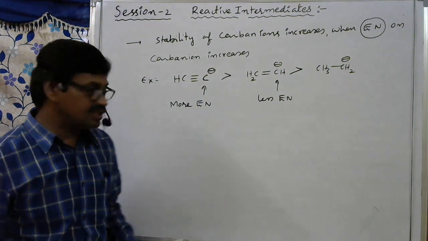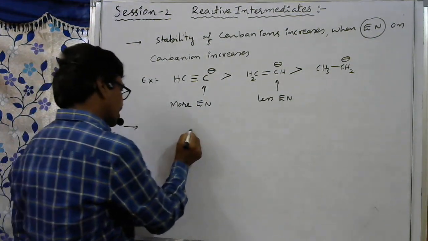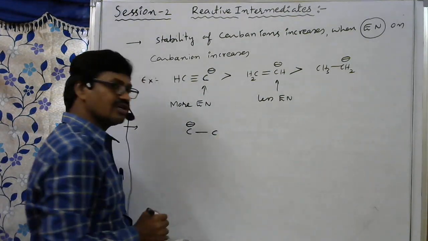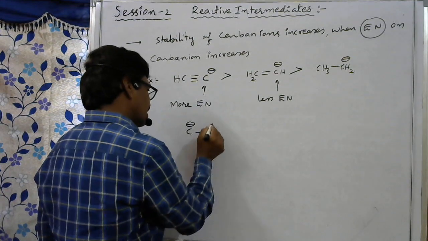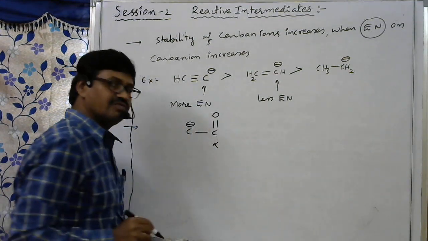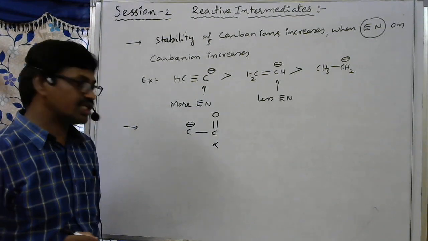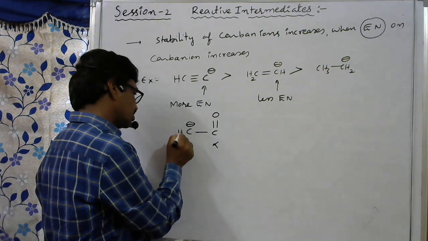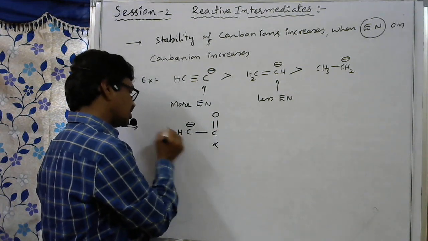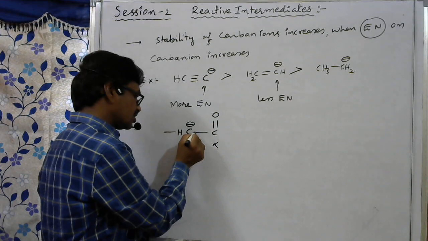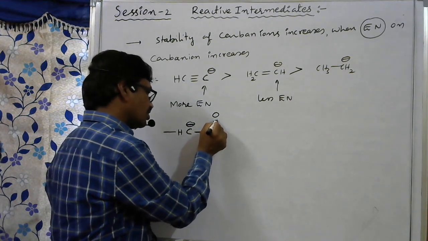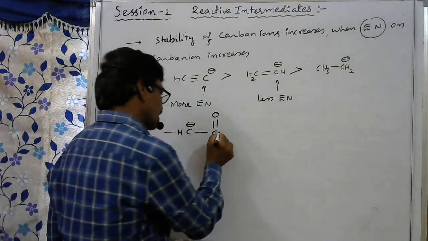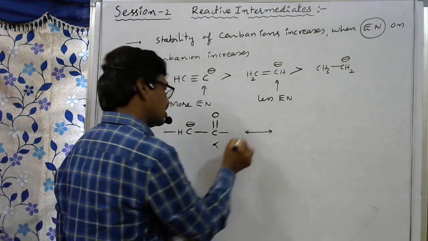Then the next thing: if we take a negatively charged carbon, the next carbon is the alpha carbon. When multiple bonds to more electronegative atoms are present on this alpha carbon, it also increases the stability due to resonance. So this is a carbanion, CH, and some groups may be present. On this carbon there is a negative charge, and the next carbon is the alpha carbon with a multiple bond to more electronegative atoms. So such groups can increase the stability of the carbanion.